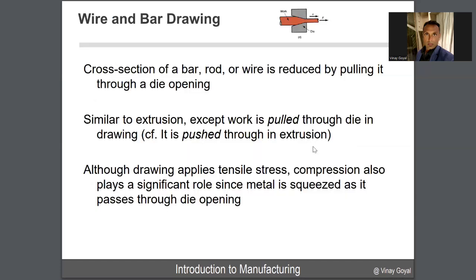Now, you have wire and bar drawing, which we also discussed earlier. You're pulling the material through the die opening. So here's an example here at the top. Similar to extrusion, but I'm pulling it through the die. That's the difference there. And that's applying tensile stresses. But compression also forms because here this work is pushed against this die, and that's in compression. So the material is getting squeezed as it's passing through the die.